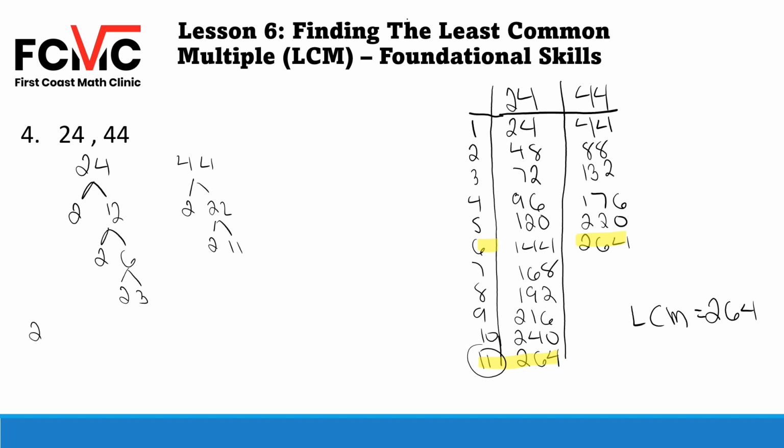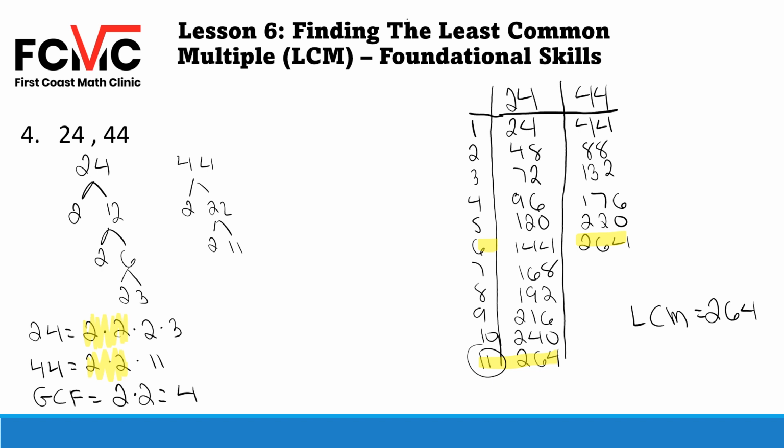So for 24, we've got 2 times 2 times 2 times 3. For 44, we've got 2 times 2 times 11. So our greatest common factor, what do we have in common, right? We've got a 2 and a 2. So that's going to be our greatest common factor, 2 times 2 or 4.